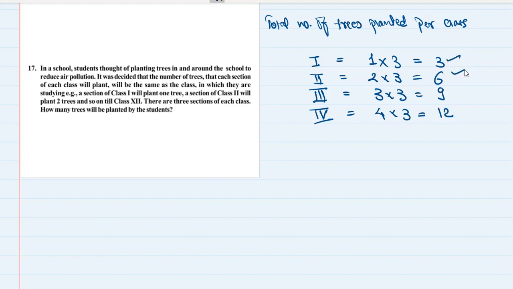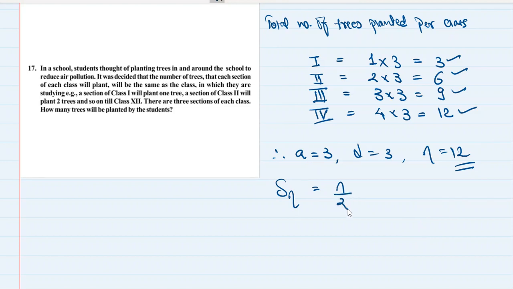So is this an AP? Yes, it is an AP. Therefore, here the AP has first term 3. Common difference is also 3. And how many classes are there? Up to 12th class, right? So n is 12. Okay, so we have to find the total number of trees planted by the students of this school. So we have to find S of n. S of n is n by 2 bracket 2a plus n minus 1 into d.